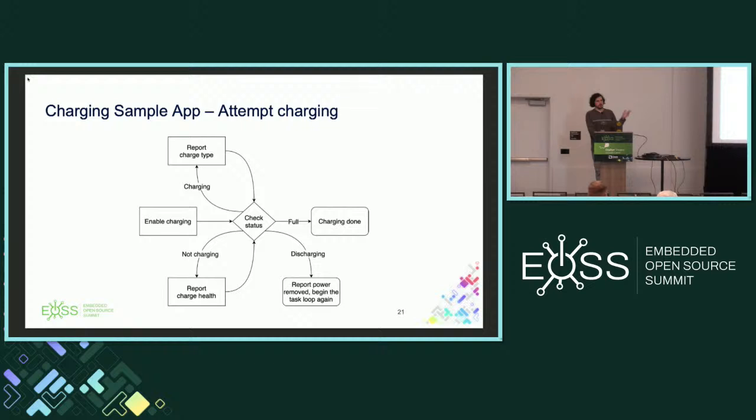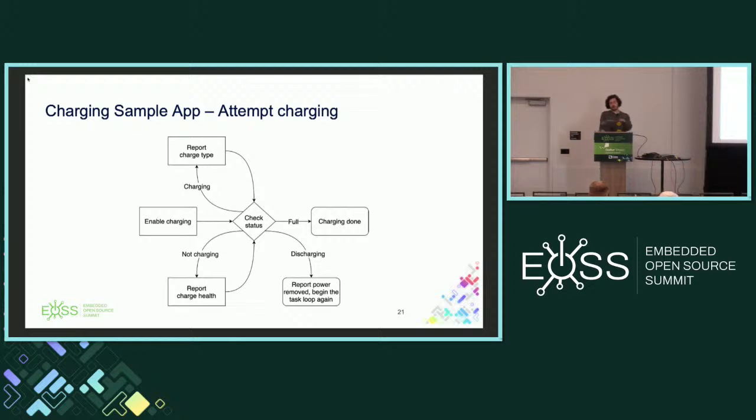So once you try and enable the charging cycle, the next thing you're going to want to do is check the status to see if you actually did end up charging. So there's 4 different ways that you can go from there. If you did end up charging and the charging device is reporting that you're charging, it's helpful to report the charge type, see what phase of that charge profile you're in, and then check it again. Again, this is just a sample application. It's not telling you how to write your own charging task loop. That's up to the developer. But this is just a generic how to get through a charge cycle kind of loop here.